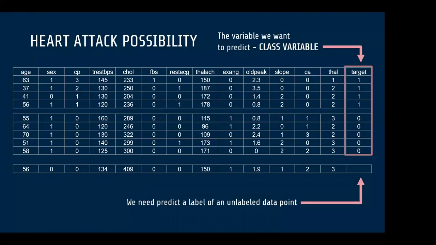Right. So අපි real world example එකට එමු. So what we're trying to do here is to predict the heart attack possibility. Now you can see tables like this when it comes to supervised learning. So this is our label, which is the target variable.